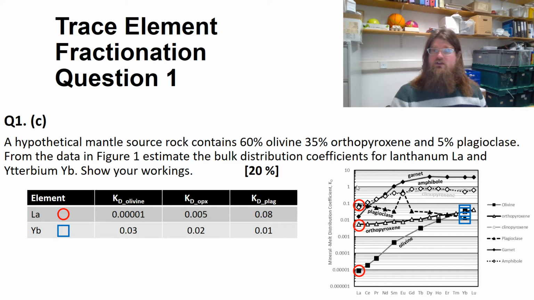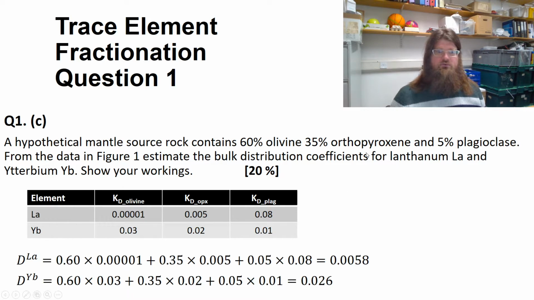And then we just plug those numbers, along with the proportions, into the equation for D, and that's what's shown here. So we've got the proportion of olivine, 0.6, 60%, times the mineral melt distribution coefficient for olivine, plus that for orthopyroxene, 35% times 0.005, and you plug your numbers in and you get to your answer. So that's pretty standard, straightforward stuff. It would have got you almost all the marks.